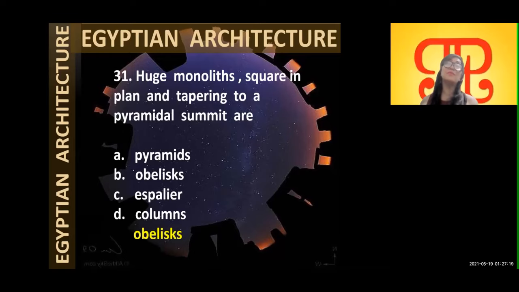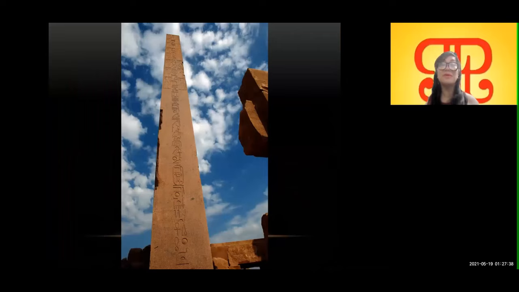This one is a counterpart of the monolith from our prehistoric structures. This one is our comparative analysis. Obelisk for Egypt, monolith for prehistoric architecture. Next, so this one is our obelisk. They are also treated with hieroglyphics and tapered with a small pyramid on top.